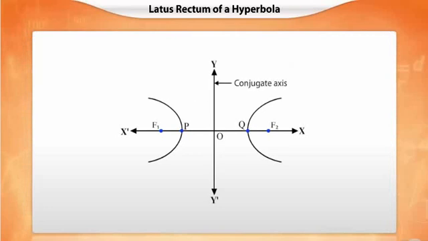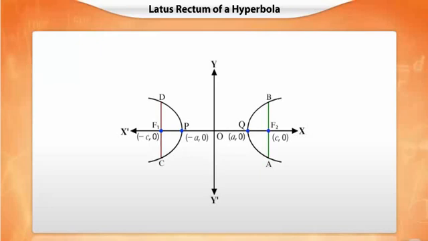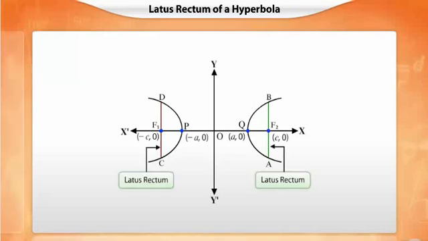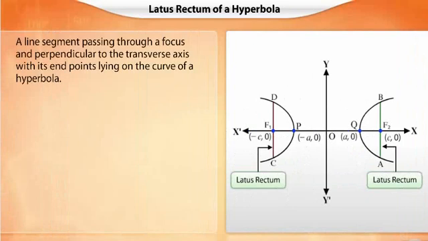Consider this hyperbola. Observe that the center of this hyperbola is the origin and the transverse axis is along the x-axis. The lines passing through the foci and perpendicular to the transverse axis meet the hyperbola at 2 points. Each of these lines is called a latus rectum. Thus, latus rectum is defined as a line segment passing through the focus and perpendicular to the transverse axis. Its endpoints lie on the curve of the hyperbola.